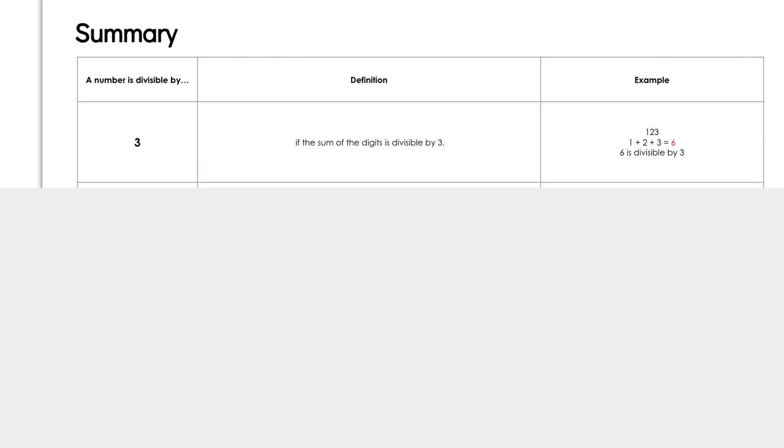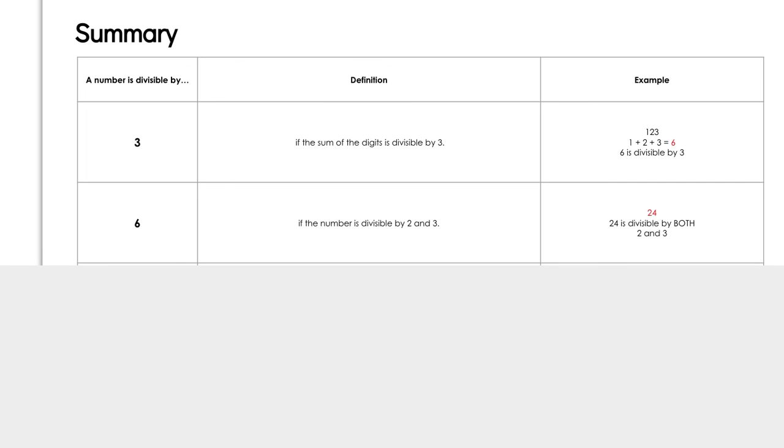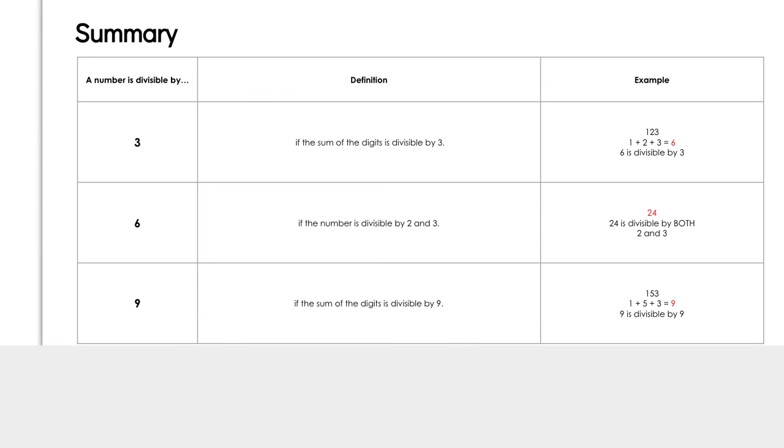So let's summarize what we've learned today. A number is divisible by 3 if the sum of the digits is divisible by 3. We know that a number is divisible by 6 if the number is divisible by 2 and 3. And we know that a number is divisible by 9 if the sum of the digits is divisible by 9.